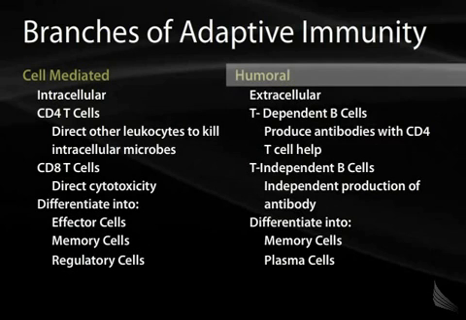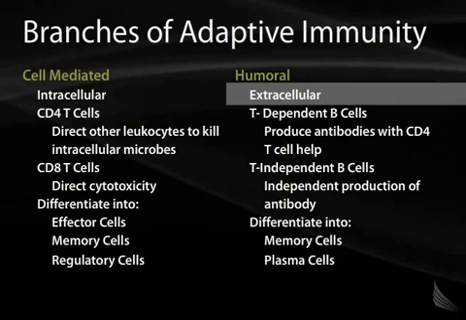The other branch of adaptive immunity is the humoral branch. This branch deals more with extracellular pathogens, parasites, and also bacteria that are more extracellular. And this basically is composed of B cells. So when you think humoral immunity, think B cells.